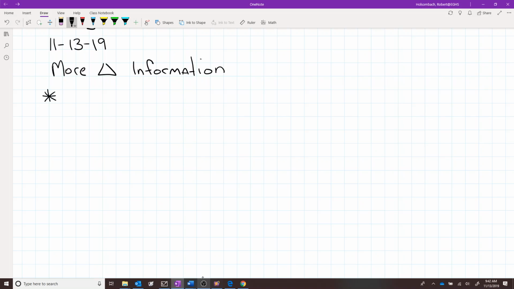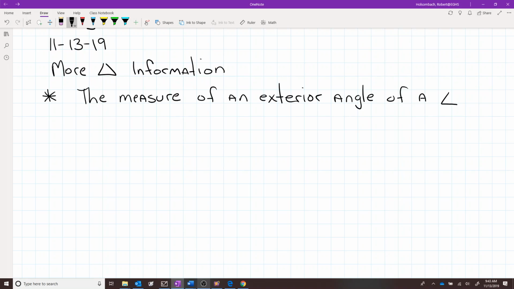And it says that the measure of an exterior angle of a triangle is greater than either of its remote interior angles.